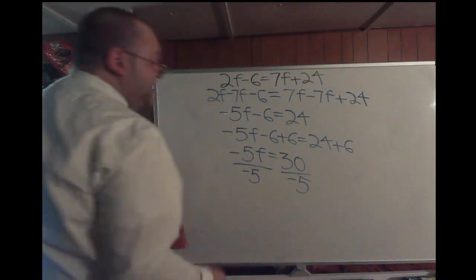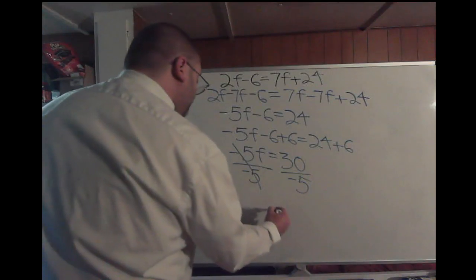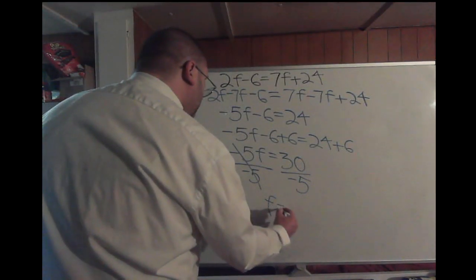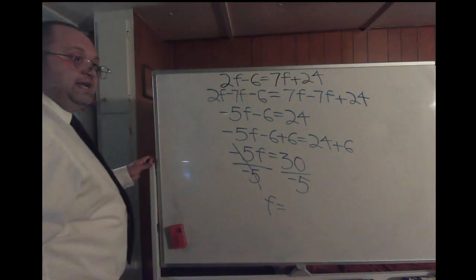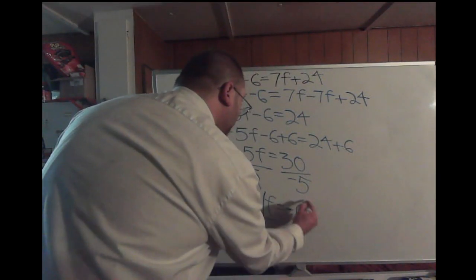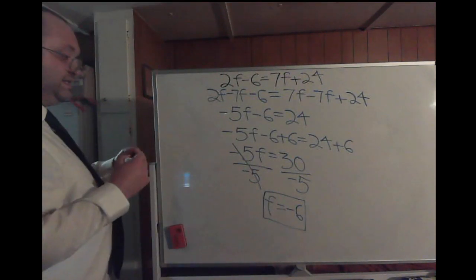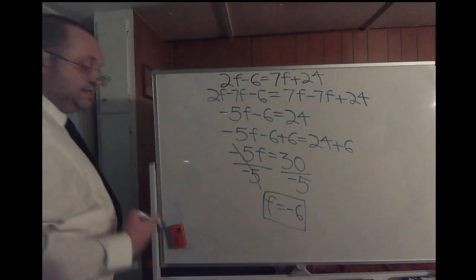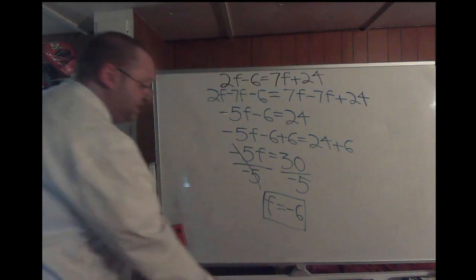Well, on the left side, your negative 5s will cancel out. You're just left with f is equal to 30 divided by negative 5. Well, that would give you negative 6. So the solution to f is going to be negative 6. That's the answer you get for f.